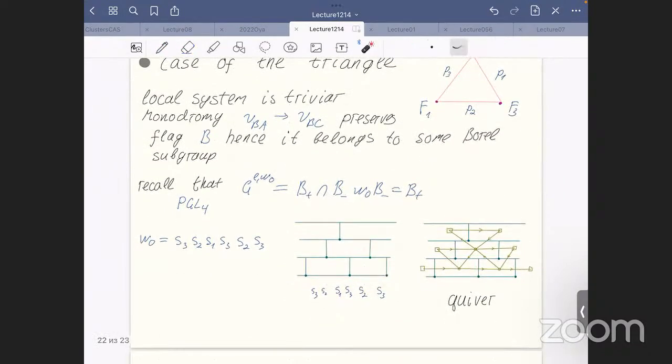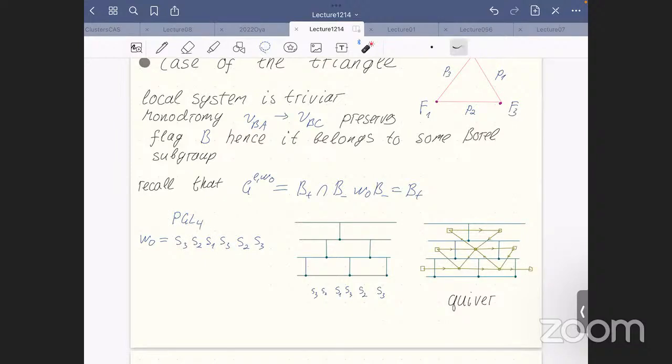The W0 is the longest element of the Weyl group. For example, one can take this reduced decomposition: S3, S1, S3, S2, S1, S3, S2, S3. And a similar pattern for PGL4, but the pattern for higher rank will be similar.